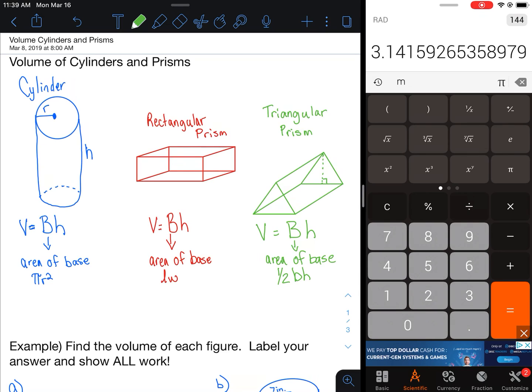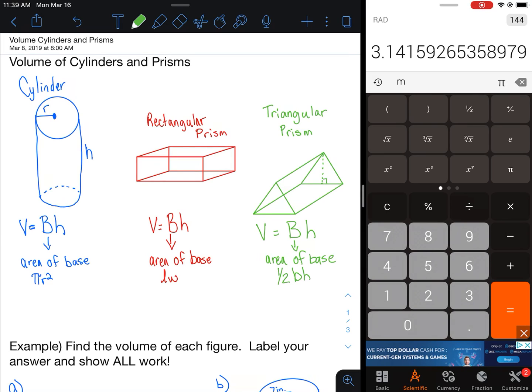3.141592653588979. For volume purposes and surface area purposes, go ahead and round to the second decimal place, which is the hundredths place. So you'll have to look at the third decimal place and see if it's 5 and above, round up. If it's 4 and below, keep it the same.